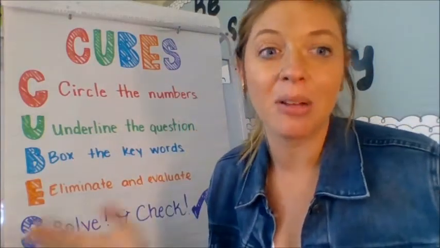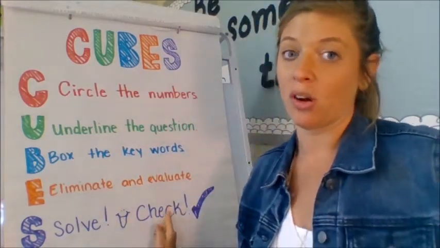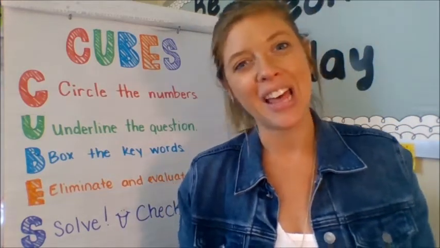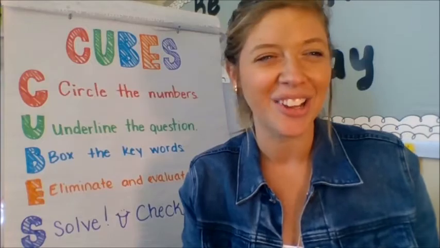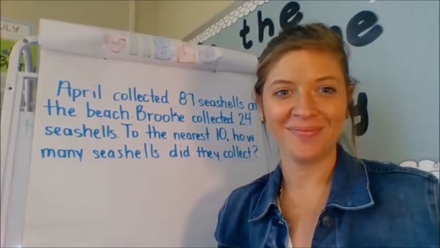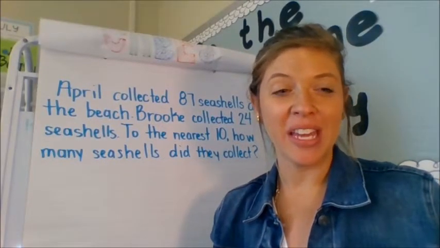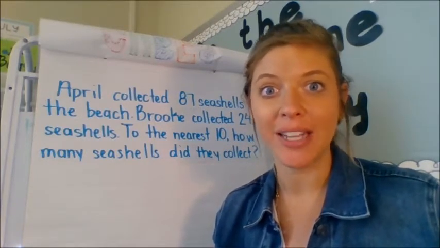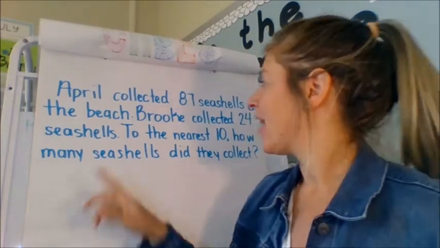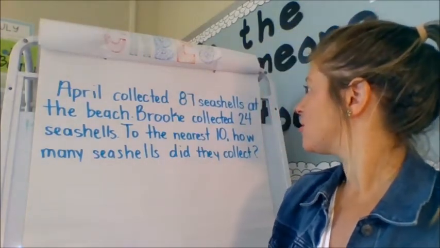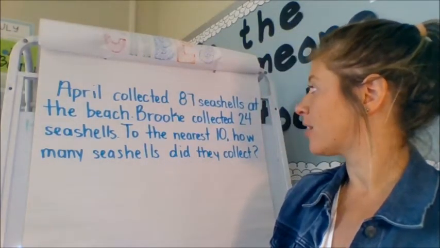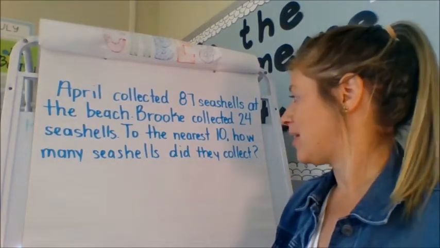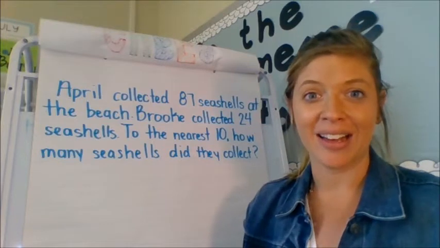After you've solved your problem, it's always important to check your work. So let's try to do a word problem together. Come on, friends, let's take a look. All right, so here I have a word problem that I want for us to try to solve together using CUBES. April collected 87 seashells at the beach. Brooke collected 24 seashells. To the nearest 10, how many seashells did they collect?